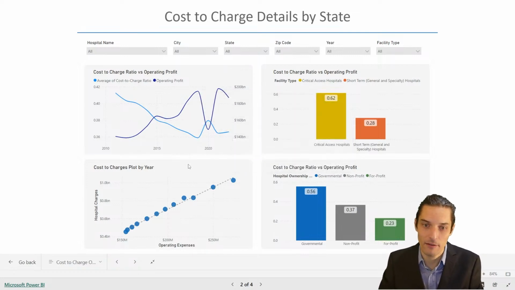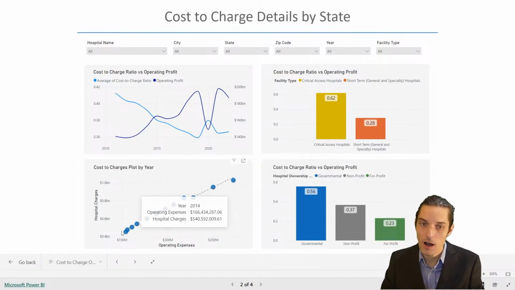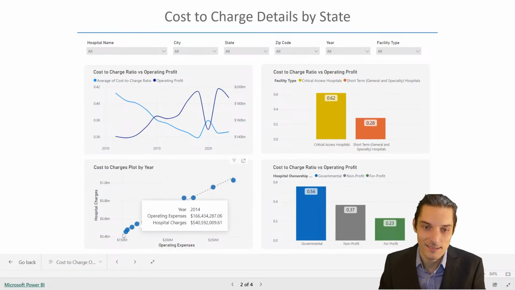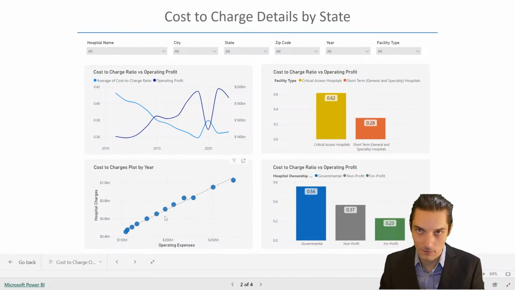One of the other things I found interesting is that essentially from 2011 all the way to 2022, your cost to charge ratios are essentially right on a trend where you can almost expect your cost to charge ratio to be essentially at this point or deviating from this point all the way into the future.